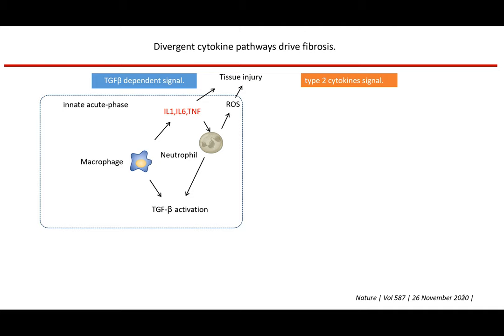So I have a little summary. Here we confirmed that ILC2 plays an important role in the initiation and progression of pancreatitis by regulating the type 2 immune response, and it can also act directly on myofibroblasts. So what are the trigger signals for ILC2? That's what we want to know next.